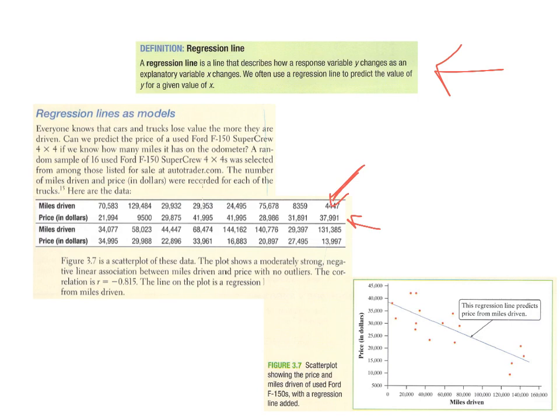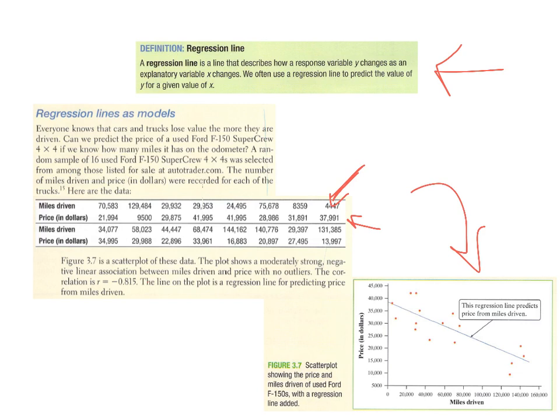Figure 3.7 is a scatter plot of the data. So we've got our scatter plot over here. The plot shows a moderately strong negative linear association between miles driven and price with no outliers. The correlation is r equals negative 0.815. So we've got a negative association here. It's relatively strong. The line on the plot is a regression line for predicting price from miles driven.